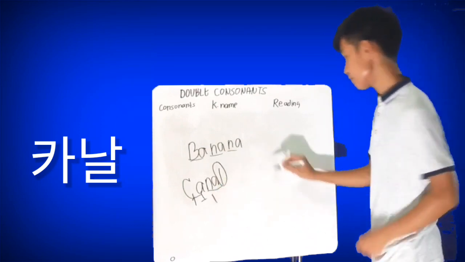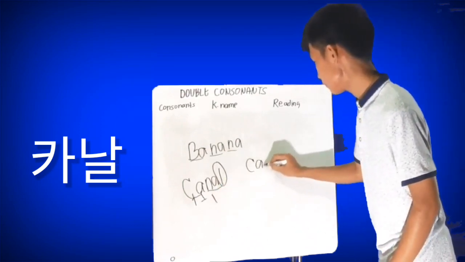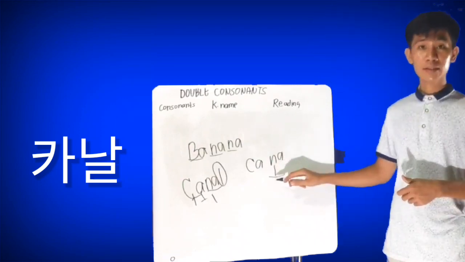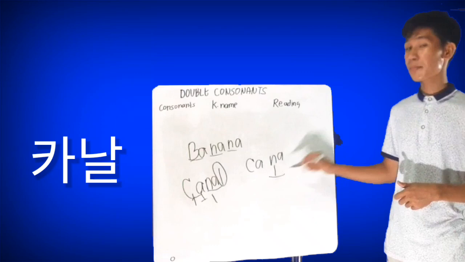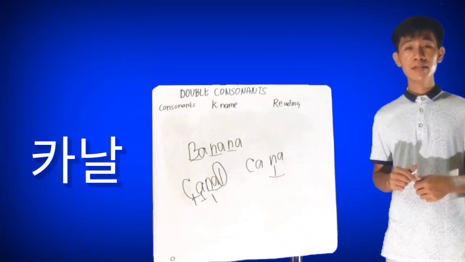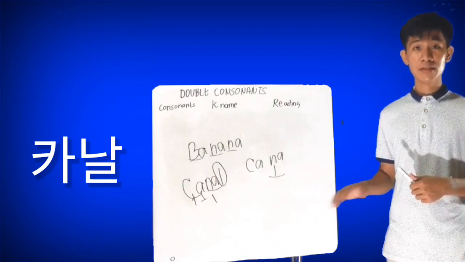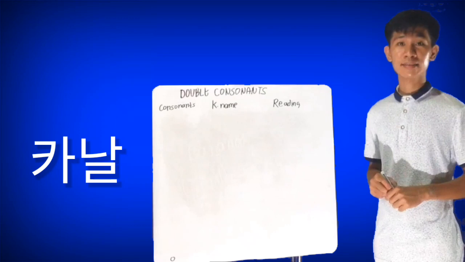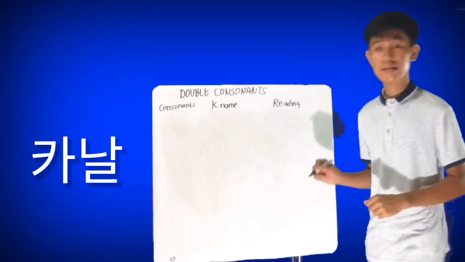So let's try. The third letter is always placed at the bottom part, which is called pachim. Pachim means the third letter, which is always placed at the bottom part. Then, let's try the word canal in Hangul. Let's have the corresponding letters.